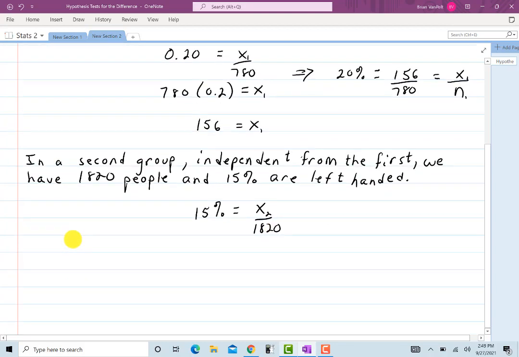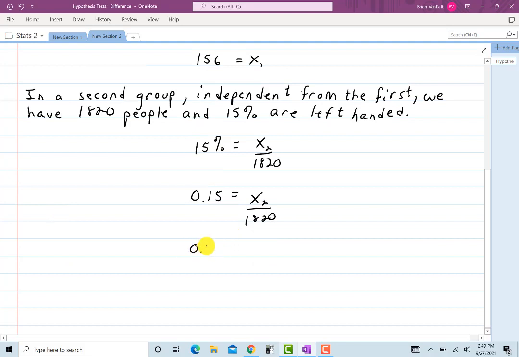So then I'll take 0.15 equals x2 over 1820. Let me multiply by the 1820, and let's see what we get. So I get 273 equals x2. So basically we have 15% equal to 273 out of 1820, and that is what we'll call x2 over n2.